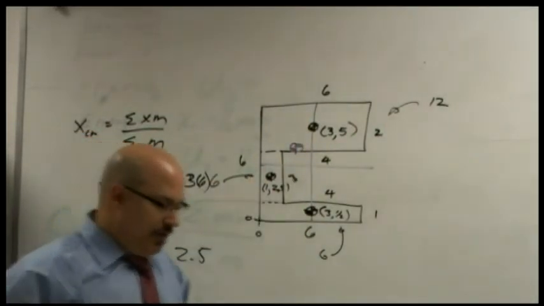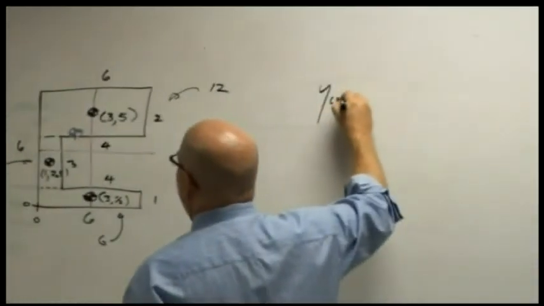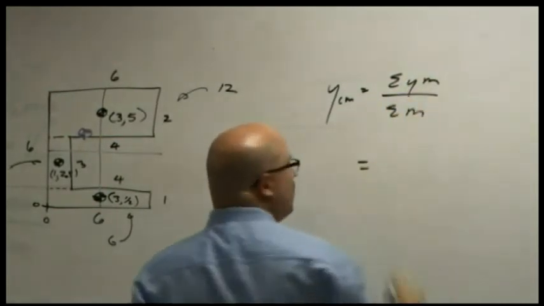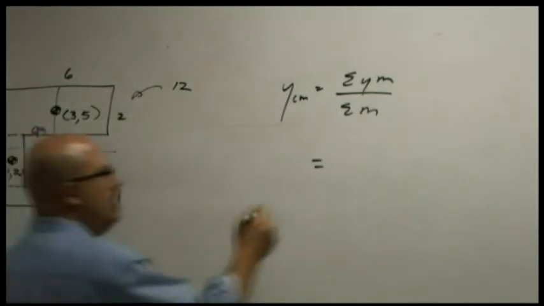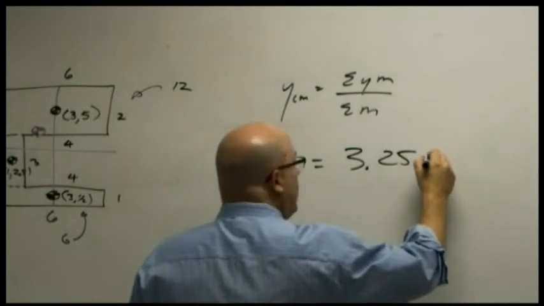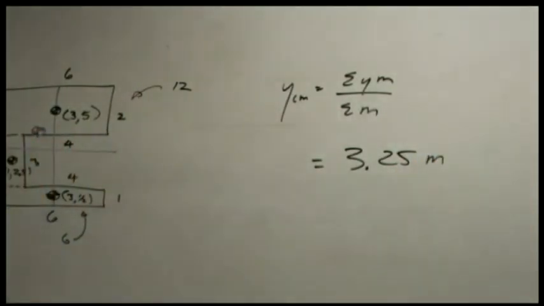Okay, so then we have to redo this for the y. The y center of mass is equal to the sum of the y m's over the sum of the m's. Okay, do that one. You get 3.25? Yes. Okay, 3.25 meters or units or whatever we have here. So is it in the hole? Yeah, it's in the hole. It's somewhere in here.